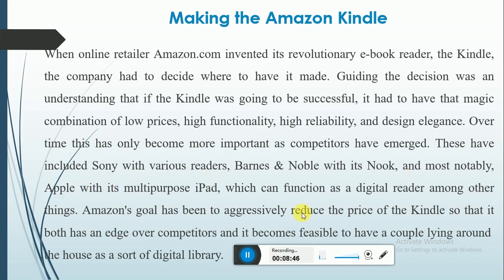So what happened? Amazon's goal has been to aggressively reduce the price of the Kindle so that it both has an edge over competitors, and it becomes feasible to have a couple lying around the house as a sort of digital library. So that's the reason. They want to reduce the price so they can have a competitive advantage against their competitors, and also a digital library for couples and families, with an e-reader where they can easily read many books. So that's why.